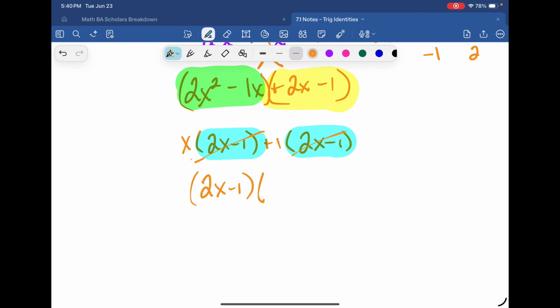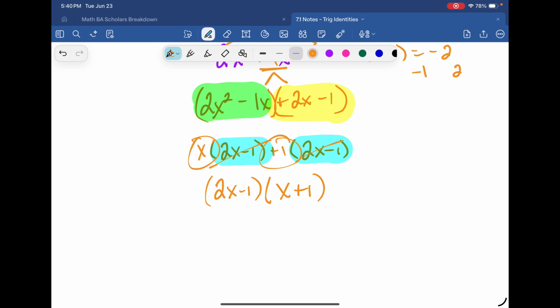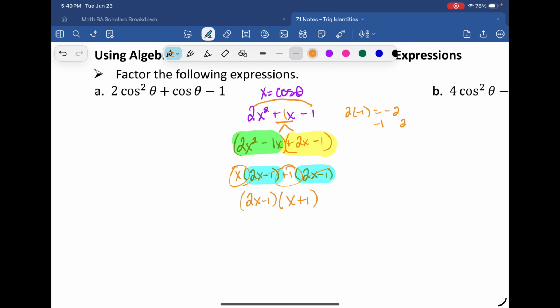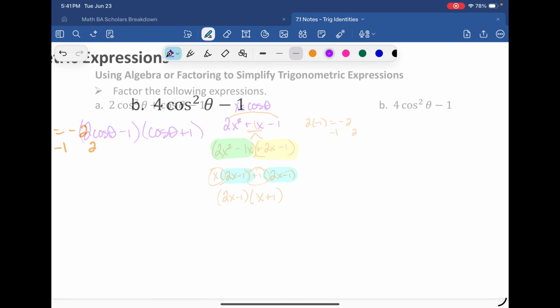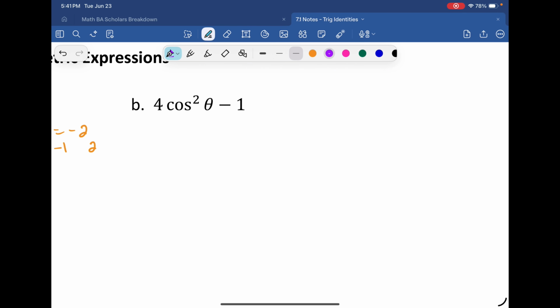So what I have left is an x and a plus 1. All right, so x was cosine, so I want to sub back in the cosine. 2 cosine theta minus 1 times cosine theta plus 1. Okay. Now, you can do this in a couple different ways.